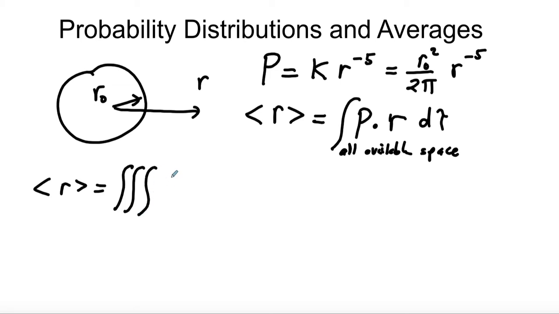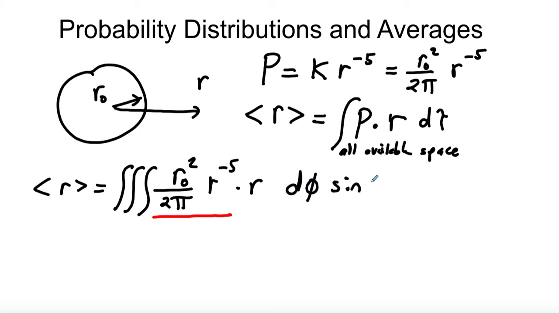And what do we have here? We have R naught over 2 pi, so that's our constant from normalizing, and it's R naught squared, times R to the -5th. So this is just the distribution here, right? This is just P. And then we have to multiply that times our thing that we're averaging, in this case just R, and then we need our volume element, and let's go ahead and use spherical coordinates again. So we've got d phi, sine of theta, d theta, we've got an r squared dr, and I think I have not forgotten anything.